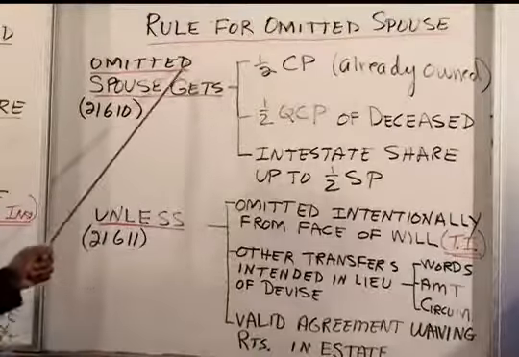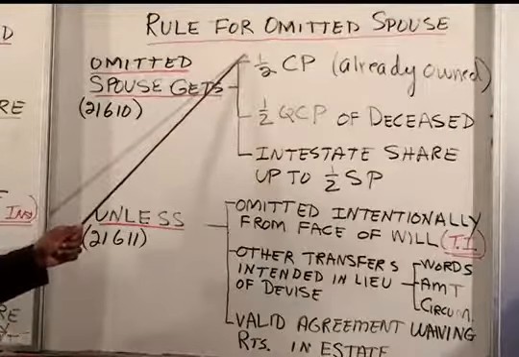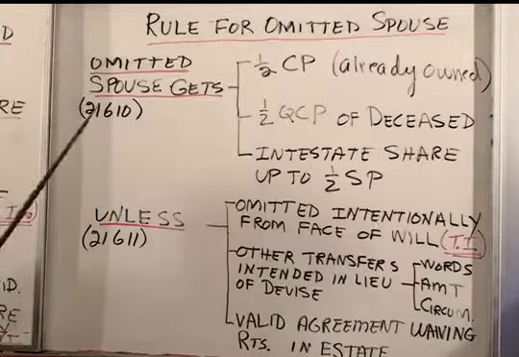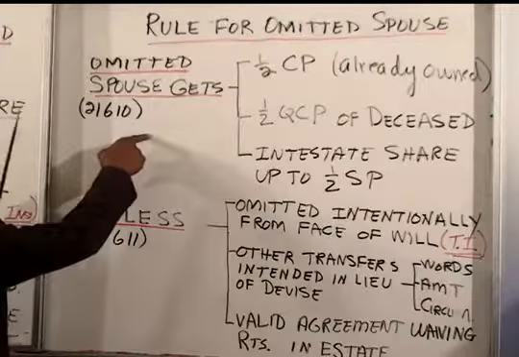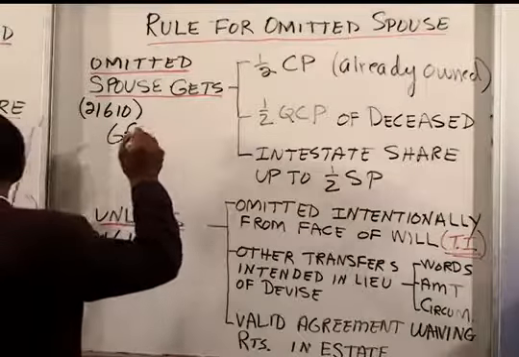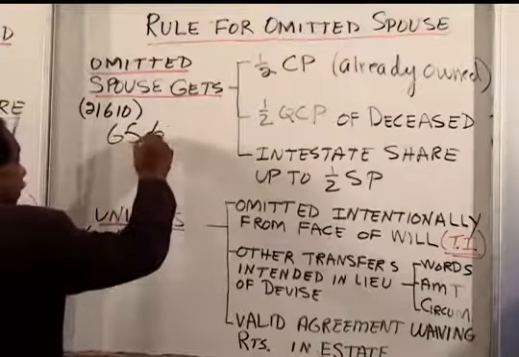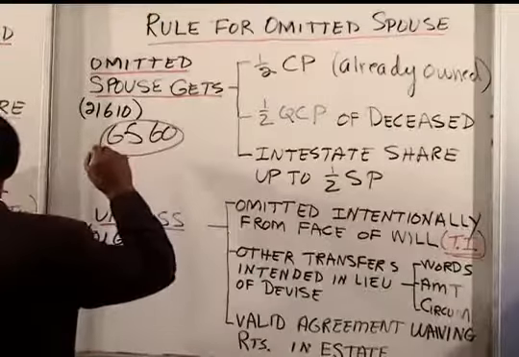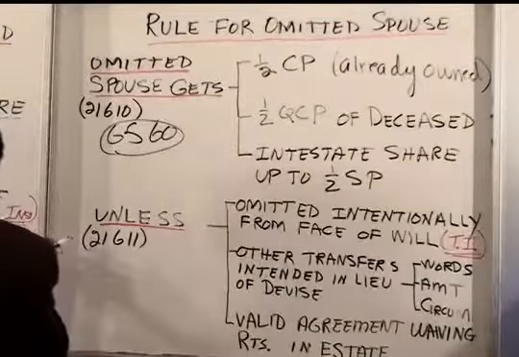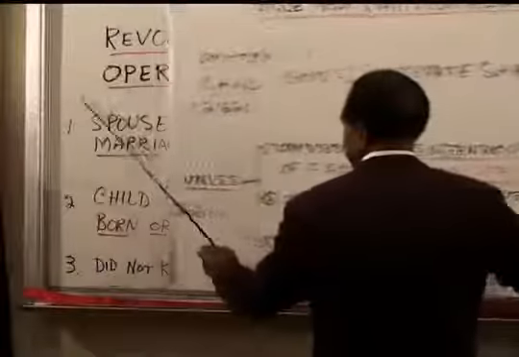In the case of the omitted spouse, you know who the omitted spouse is, and the rule is at 21610. Now the old rule here before 1998 was at section 6560. The other one I told you about, I said was at 6560, was really at 6570. Sorry about that, let me show you that. Let me correct that.